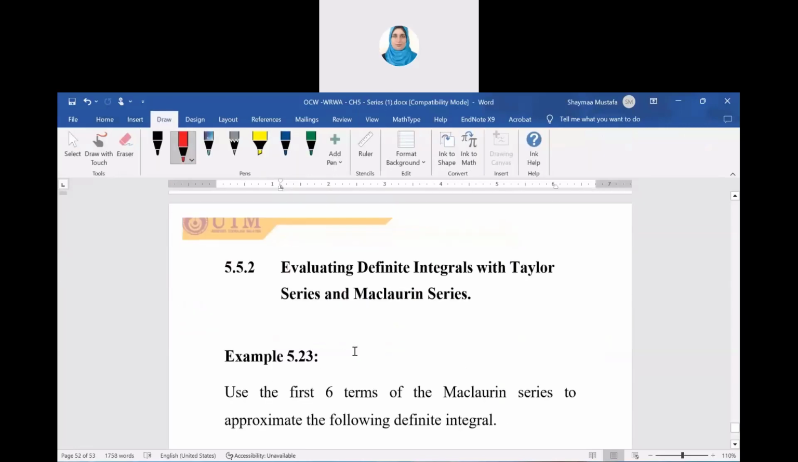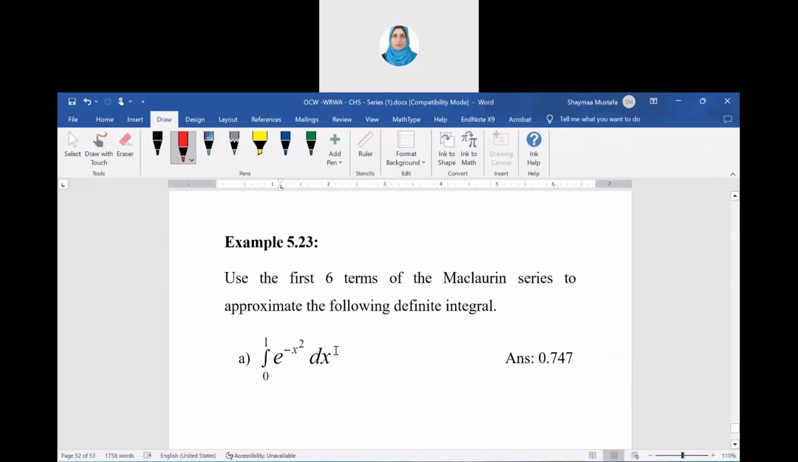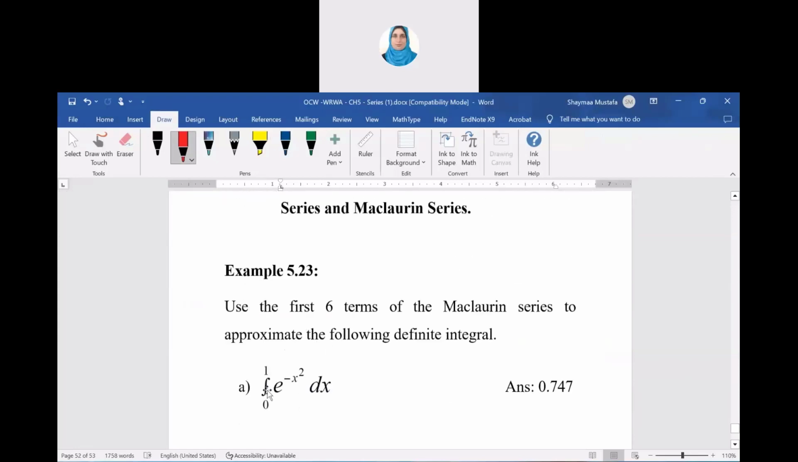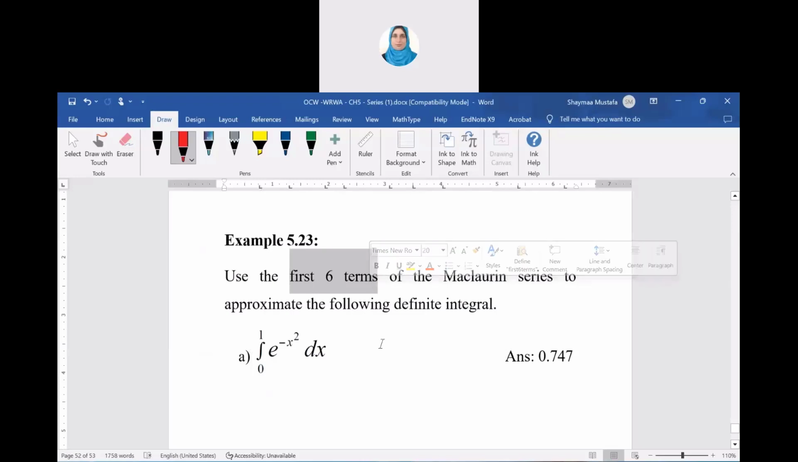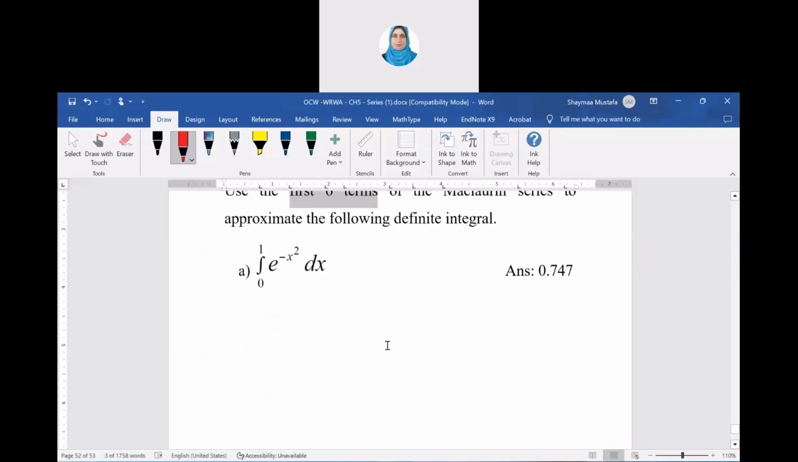Can we use the Maclaurin series to find an integral? Yes, you can use it to find the integral. Actually, if you try to integrate e to the minus x squared, you cannot integrate this function. So we will use the Maclaurin series to approximate the value. We need to use only the first 6 terms. Let us write the Maclaurin series for e to the minus x squared.